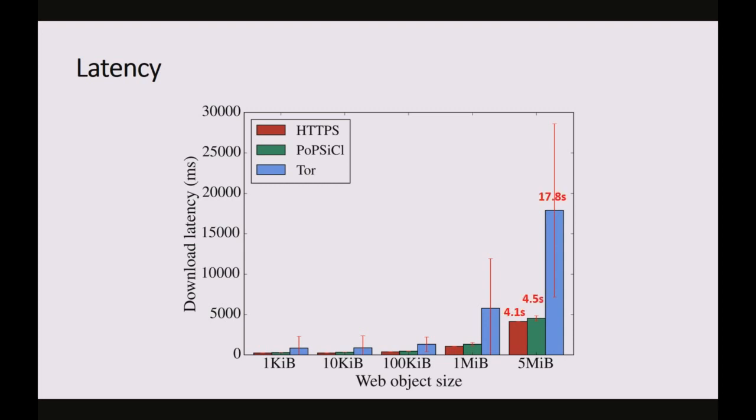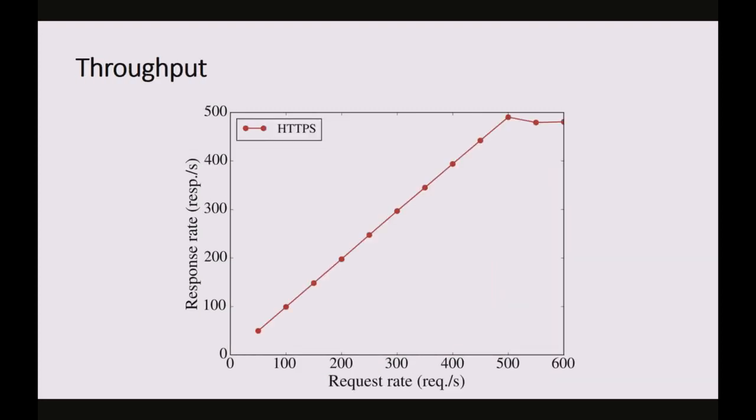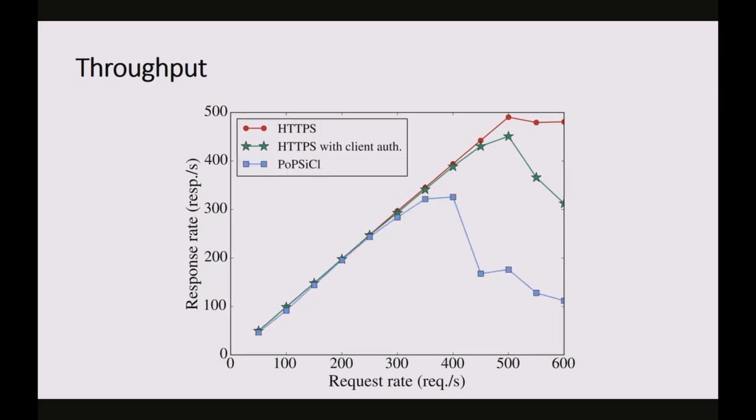So in terms of throughput, we suffer a little worse. We suffer very little in latency, but for throughput, we suffer a little bit more. Here's HTTPS, client-side HTTPS, and then us. What you see here is that we do have a 30% degradation in throughput, ballpark.